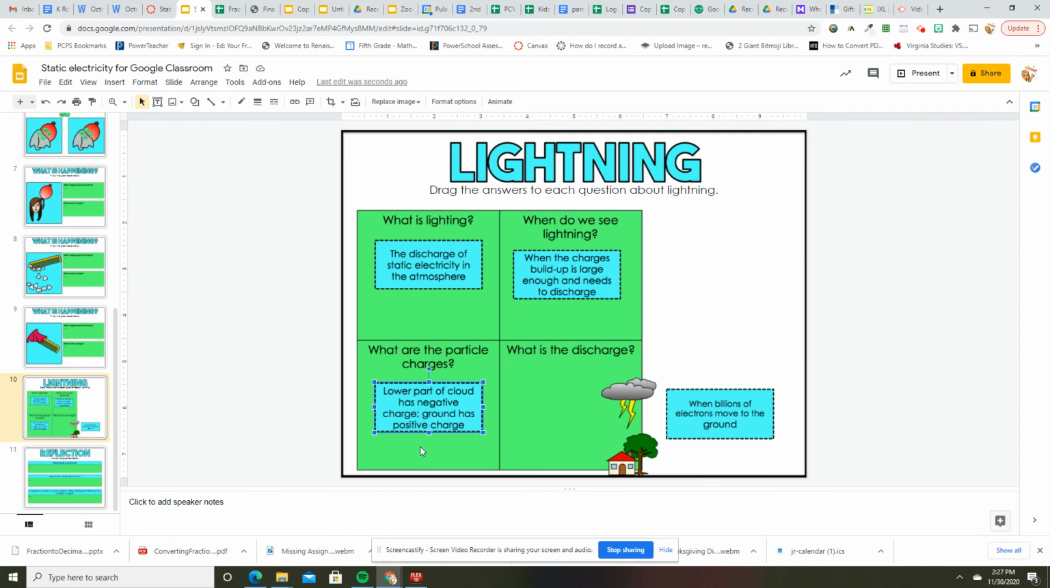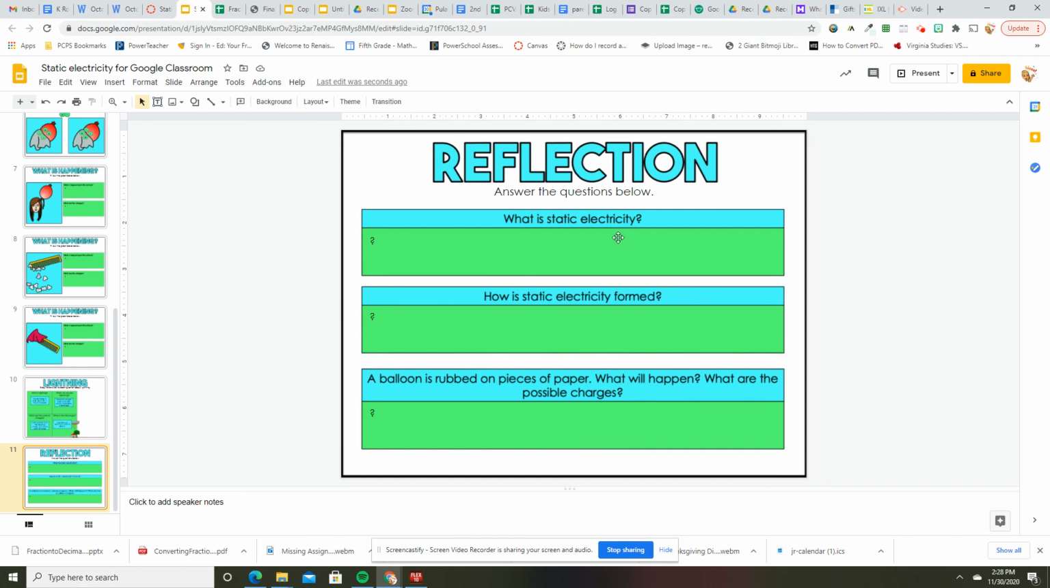That's when it happens, when you have a negative charge and a positive charge. So the cloud is negative and the ground is positive, and then you have the static electricity. And we have the discharge when billions of electrons move to the ground. And then on the bottom, just reflect on what is static electricity, how is it formed, and then what's going to happen with a balloon that's rubbed on pieces of paper.